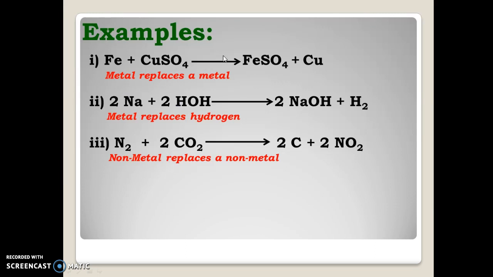So what I wanted you to see with these 3 reactions is metals are going to replace metals, nonmetals are going to replace nonmetals. But hydrogen behaves like a metal, so hydrogen can kind of act as a metal, even though it isn't really a metal. And in this last example, I have nitrogen replacing carbon, a nonmetal replacing a nonmetal. So these are the 3 main examples we're going to see for a single replacement reaction.